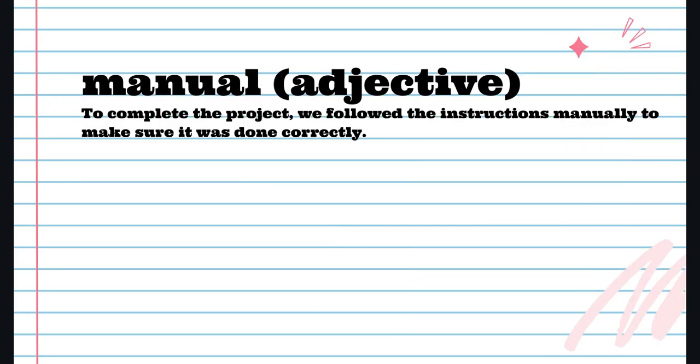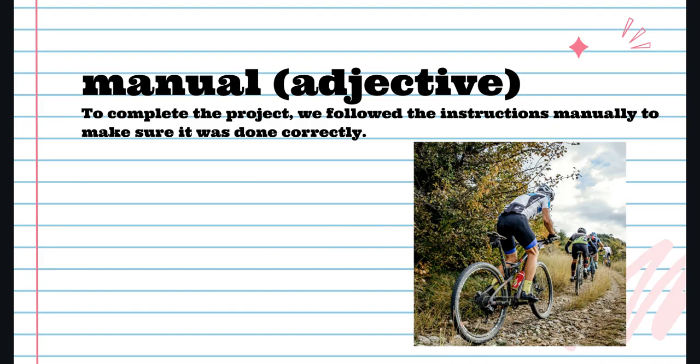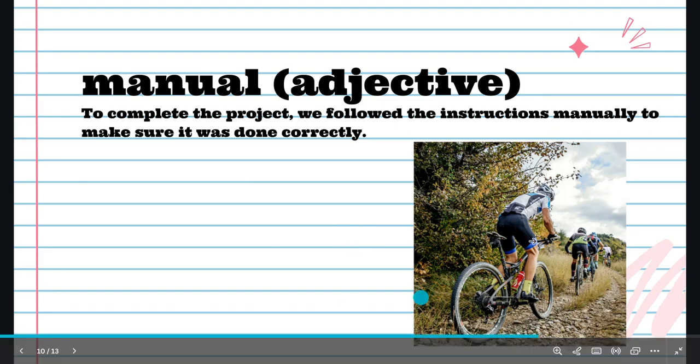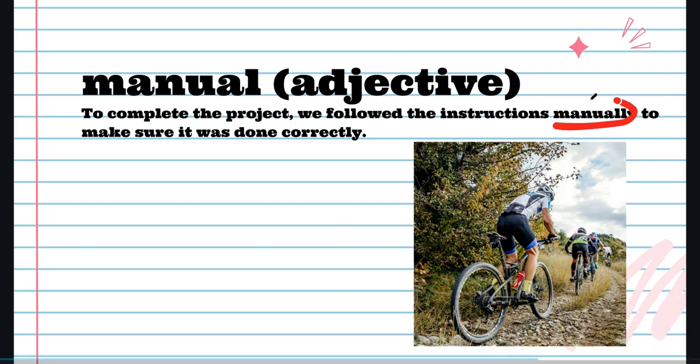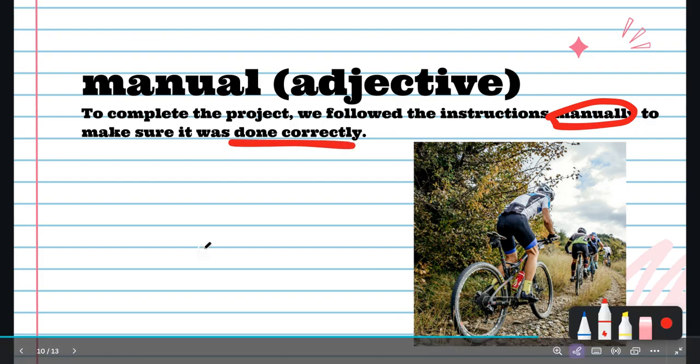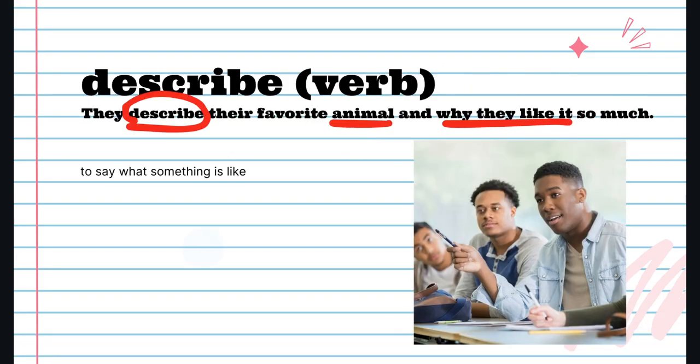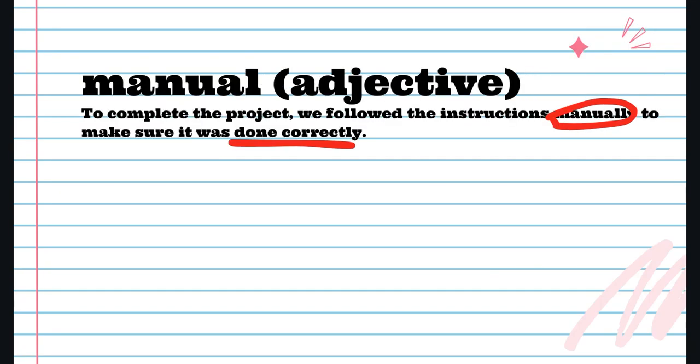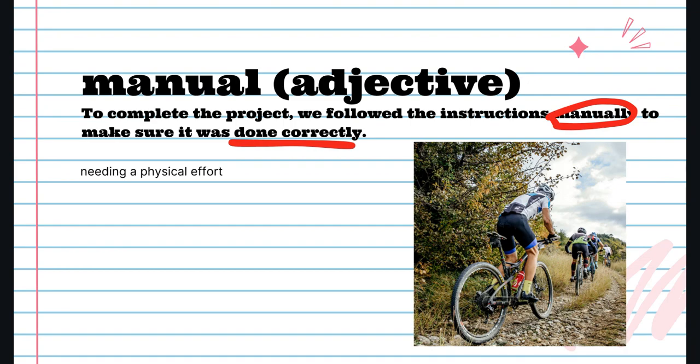Manual is an adjective. To complete the project, we followed the instructions manually to make sure it was done correctly. So we're going to go ahead and circle manually. I'm going to say follow to make sure it was done correctly. I also see some bikes, so maybe make your best guess now. And our class definition is going to be needing a physical effort.